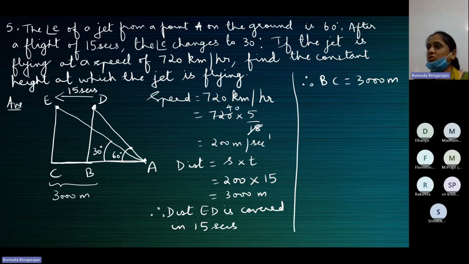So now you just have to use the two triangles and find the height at which the jet is flying.